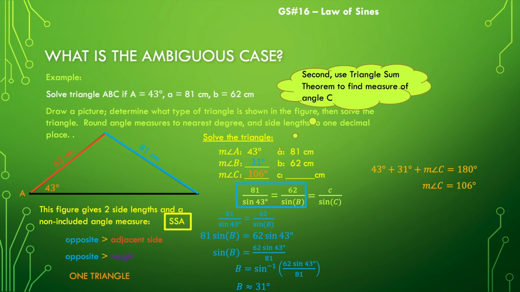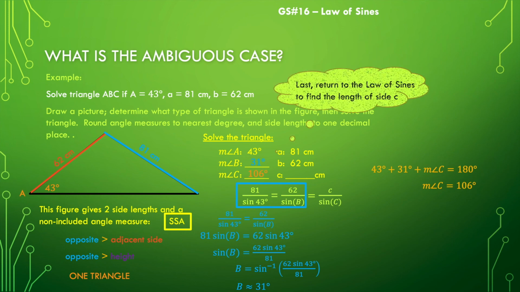Great. And that third side I can find by using law of sines again, but on the other side of the proportion. Okay, so now that I know the measure of angle C here, I'll sub that in and I will cross multiply again. So I'll have c times the sine of 43 degrees is equal to 81 times the sine of 106 degrees. Divide out the sine of 43 degrees to get c, and crunch that in my calculator to get about 114 centimeters.